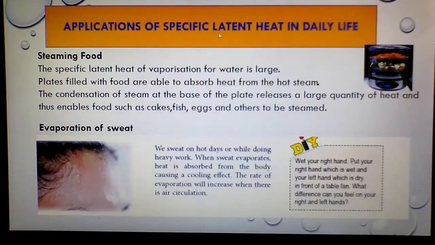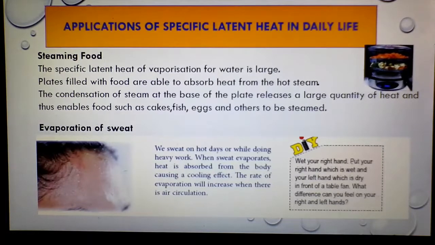Okay, application of specific latent heat in daily life. We have steaming food. Specific latent heat of vaporization of water is large. Plates filled with food are able to absorb heat from the hot steam. The condensation of steam at the base of the plate releases a large quantity of heat and thus enables food such as cake, fish, eggs and others to be steamed. So the condensation process releases a large amount of heat that is able to cook food.